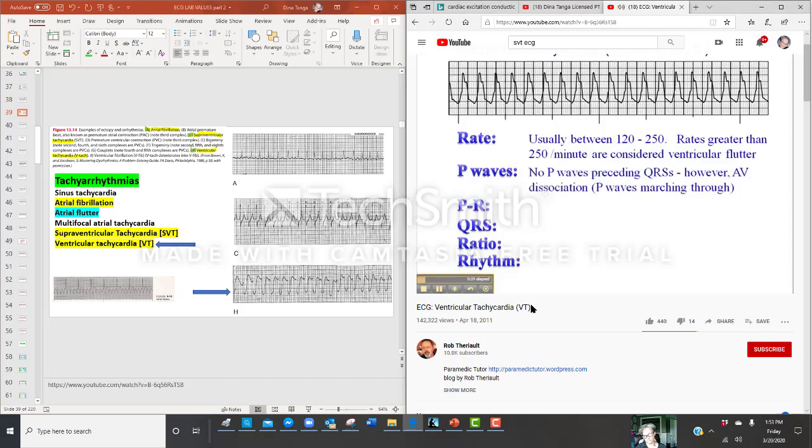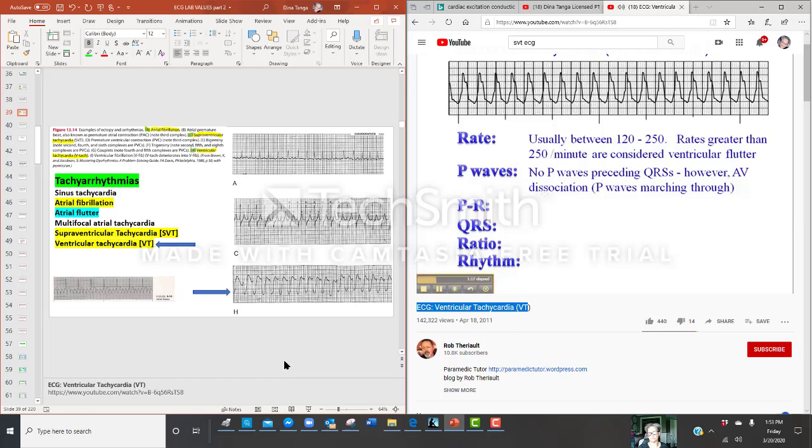P waves are absent, at least we don't see P waves preceding each QRS. If there was a P wave preceding each QRS, then of course we'd have to consider that this is a supraventricular tachycardia with aberrancy. So P waves would not be present prior to each QRS in a VTAC. However, you may still see P waves, and if you do, look for P waves that are equidistant, firing at a slower rate than the QRS rate. And when you see this, that's evidence that there's AV dissociation, where P waves are marching through. And AV dissociation is in fact diagnostic of VTAC.